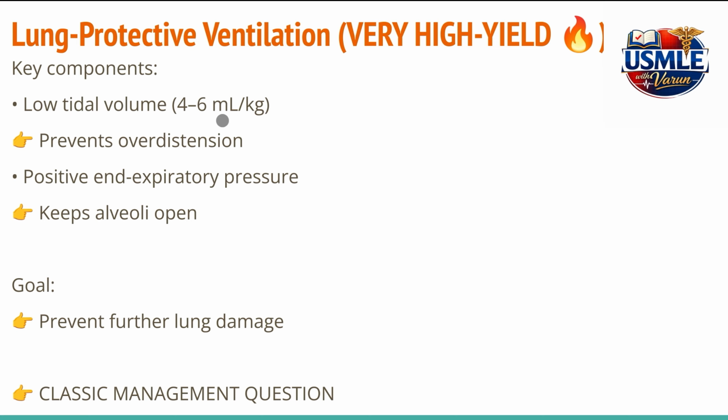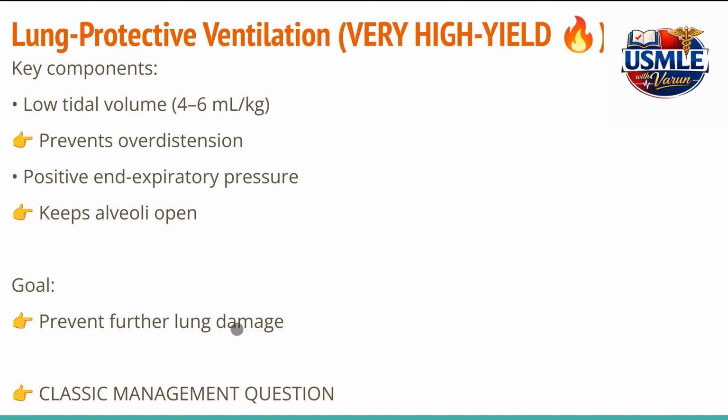to prevent over distension of the alveoli, and we also use positive pressure at the end of expiration to keep the alveoli open. This prevents repeated collapse and reopening, which we call recruitment and de-recruitment injury. Because of lung protective ventilation, this recruitment de-recruitment injury is minimized, and this leads to proper management of the condition.